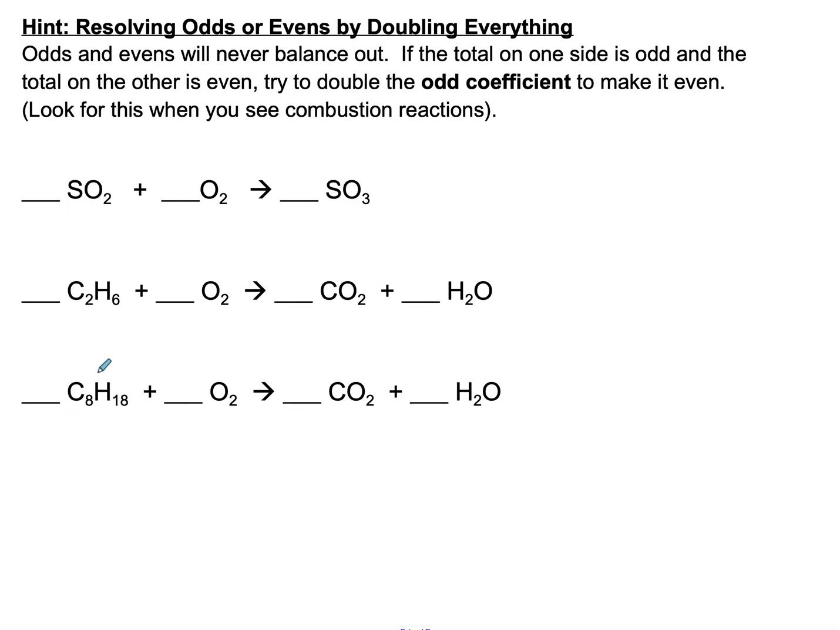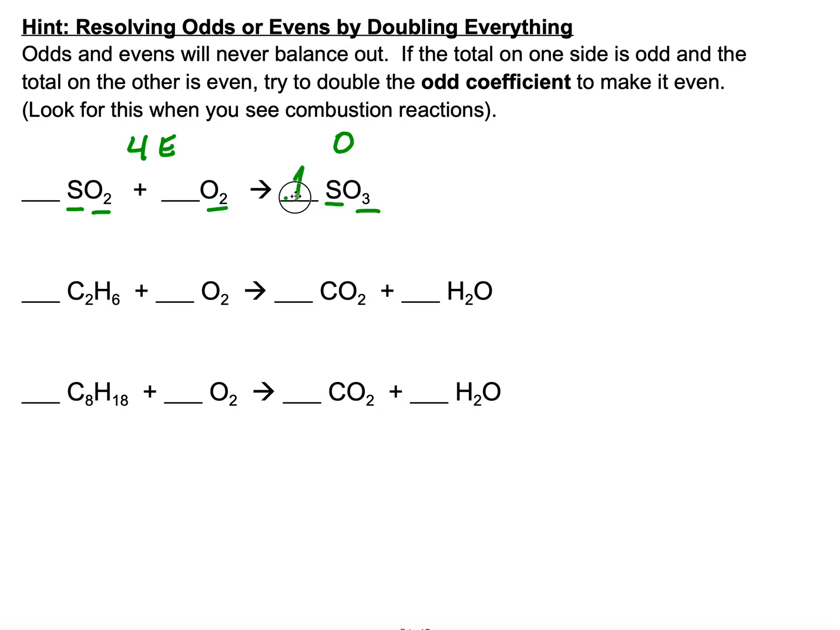And the last tip. Anytime you have odds on one side and evens on the other, double everything. Figure out which one's making it odd, and then go back and double everything. So if I'm working this one out, I got a sulfur and a sulfur. I've got 2 oxygens, 2 oxygens. That's 4. That's an even number. Over here I have a 3. That's odd. So I'm going to figure out which one's making it odd, and I'm going to start there.